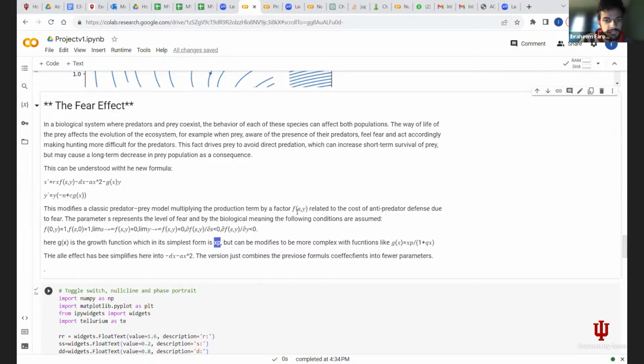And this fear effect represents the level of fear that the prey have towards the predator. This can be simulated by basically any function that meets these parameters, which is basically just a decaying function. As s approaches infinity, f of s,y goes to 0, and as y approaches infinity, f of s,y goes to 0.